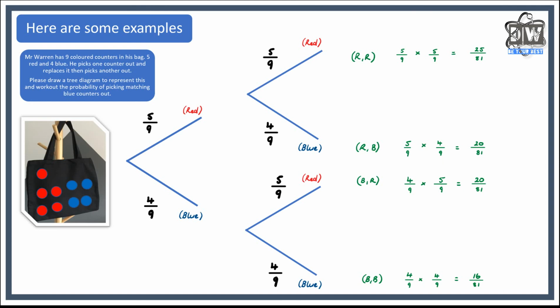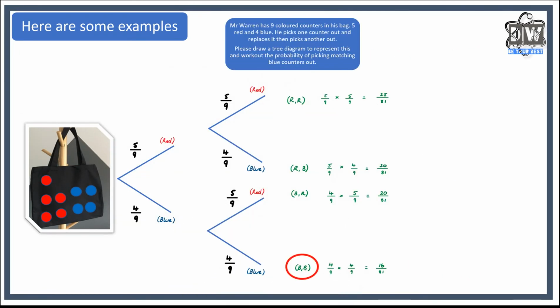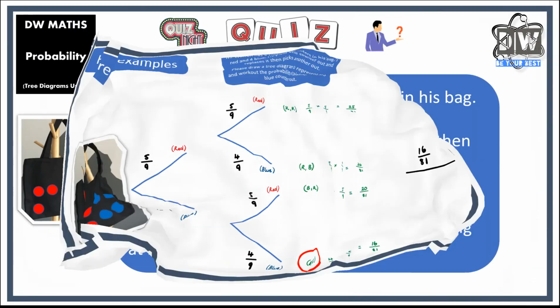Matching blue counters. So we need to look here and we need to say, is that matching blue? No. Is this matching blue? No. Is this matching blue? No. Is this matching blue? Yes. Identify it. Is there other matching blue counters? No. So what do I do? Very simply, my answer should have been 16 over 81. There is nothing else to add to it. So my answer is just 16 over 81.